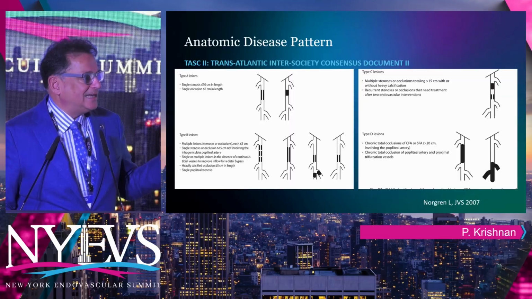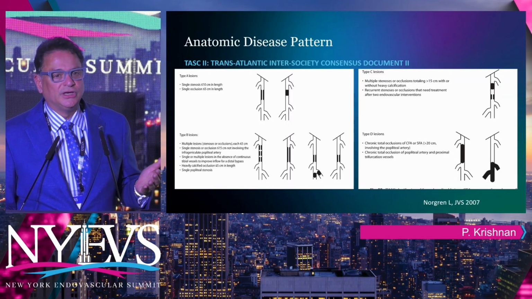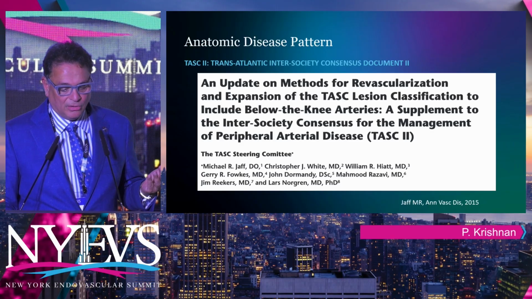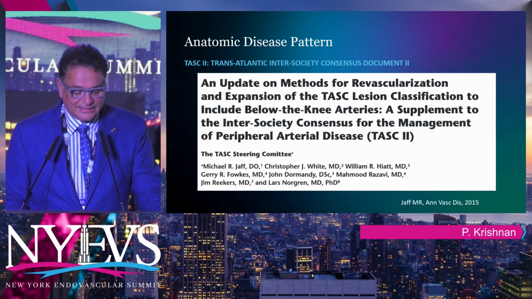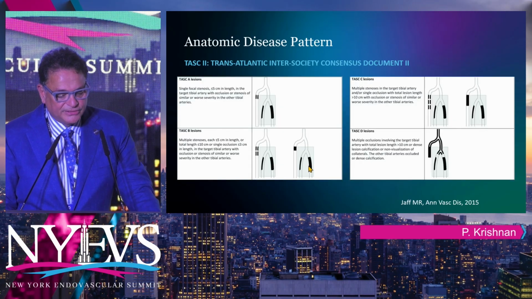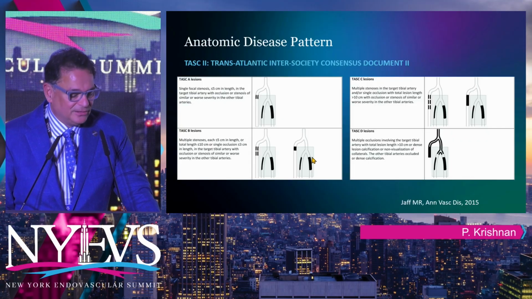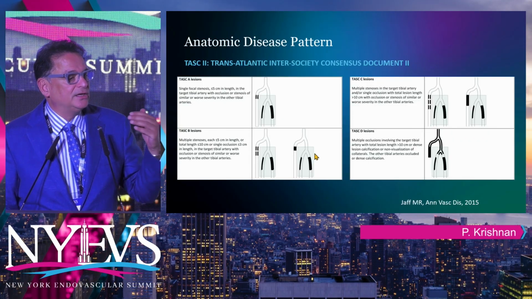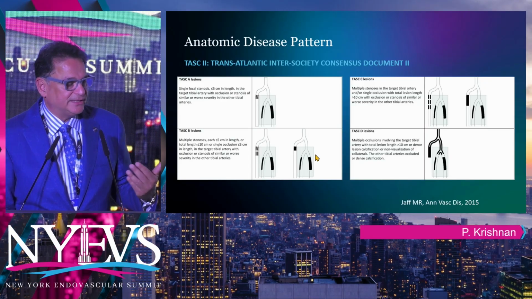And in general, TASC A and TASC B lesions are generally simpler lesions and not associated with more complexity in intervention, but TASC C and TASC D are. Now, another way is looking at the TASC 2 document, which basically classified this further into below knee based on the pattern of disease and the length of disease to, again, talk about the complexity of disease. And again, the same thing occurs when you go from TASC A to TASC D.